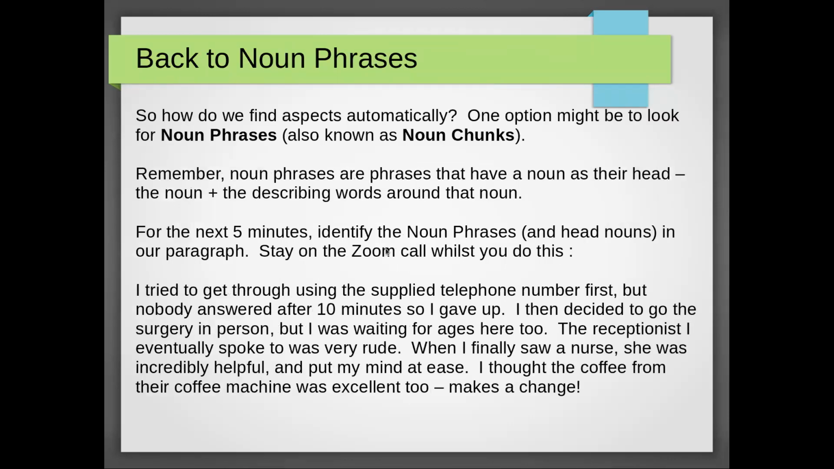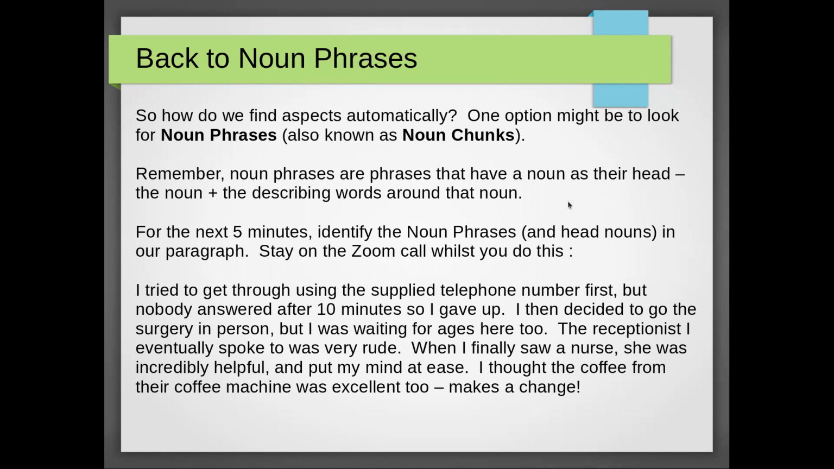So one approach might be to try and identify and break down automatically what the different aspects of a review or a piece of text might be. And one way we can do this is to look for our good old friends noun phrases, which are also known, by the way, in natural language circles as noun chunks. So you will often hear about chunking, and that basically means separating into noun chunks. Now, noun phrases are, remember, phrases that have a noun as their head and the describing words around that noun. So my fluffy cat, or the cat who ate all the tuna, are noun phrases.